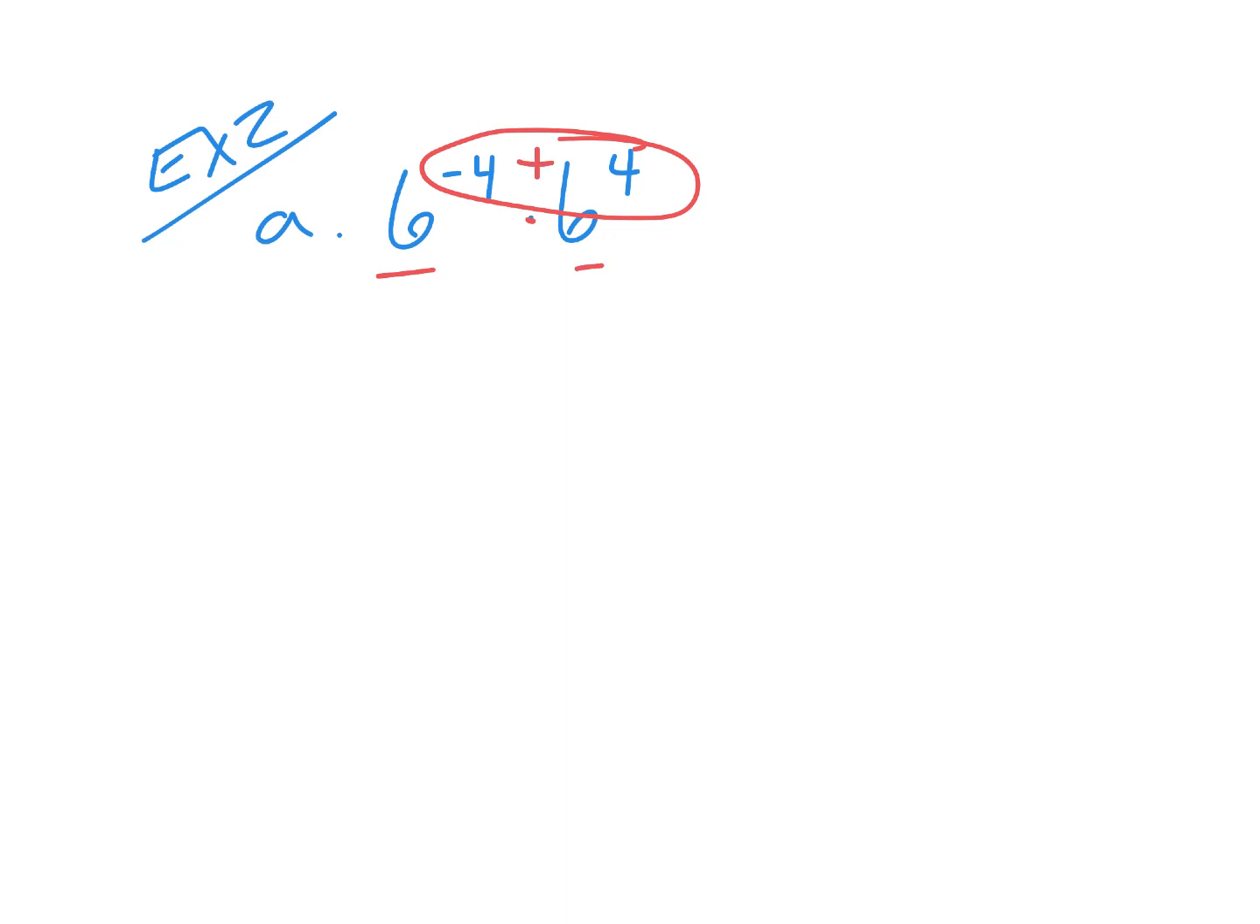You add them. We add them. So what is negative 4 plus positive 4? 0. Okay, and what is 6 to the power of 0? 1. Boom. Okay, so you just got to remember the little rules.